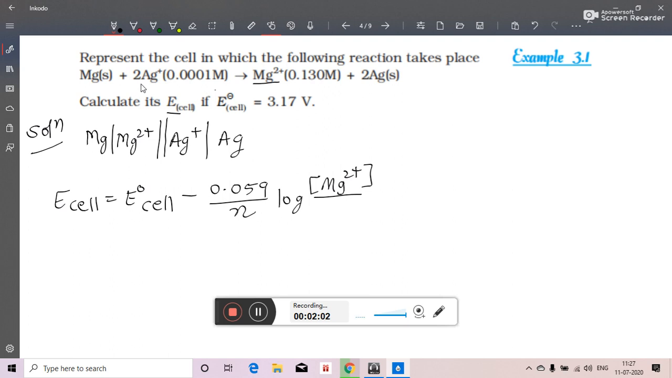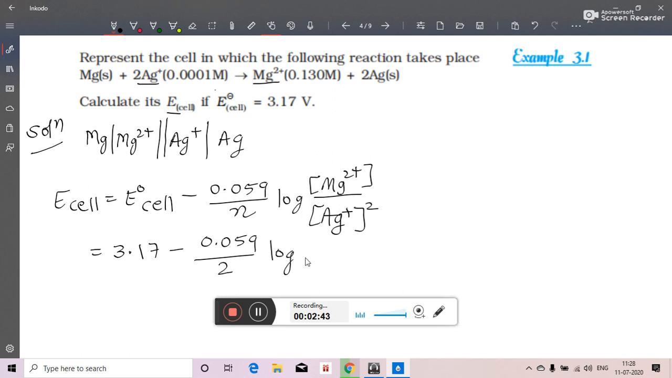Thereafter, concentration on the left hand side. We have only one ion, that is Ag+, and it has 2 moles, so in the power we will write 2. So that is equal to, now E naught cell is given as 3.17 volt, so 3.17 minus 0.059 upon n. n is the number of electrons gained or lost. The total charge on the left hand side is 2+, on the right hand side also 2+, so the number of electrons gained or lost is 2.